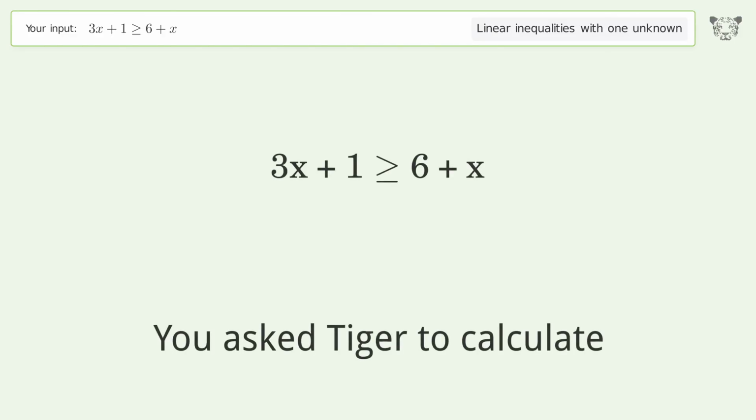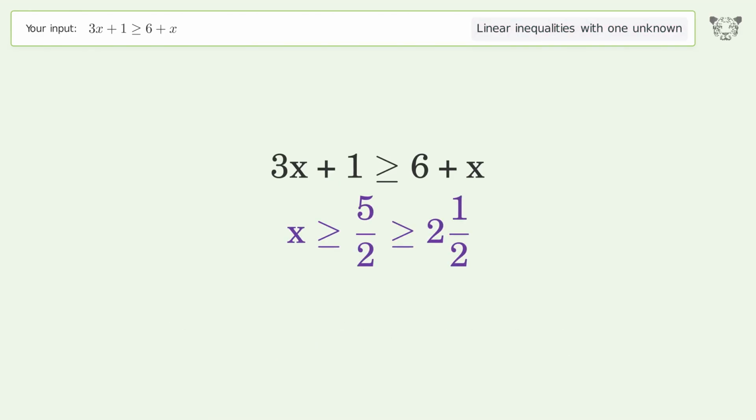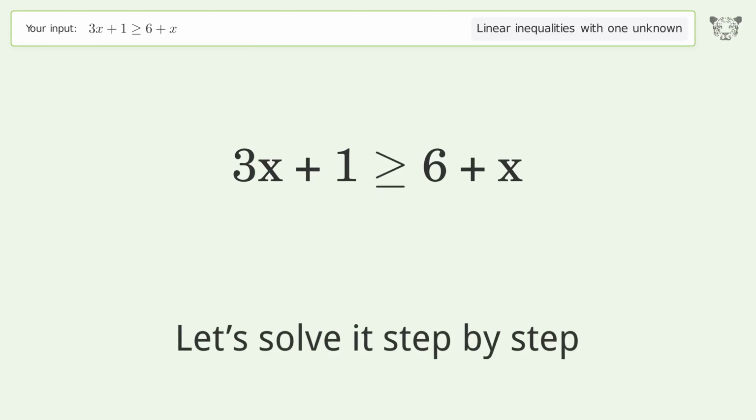You ask Tiger to calculate. This deals with linear inequalities with one unknown. The final result is x equal or greater than 5/2 equal or greater than 21/2. Let's solve it step by step.